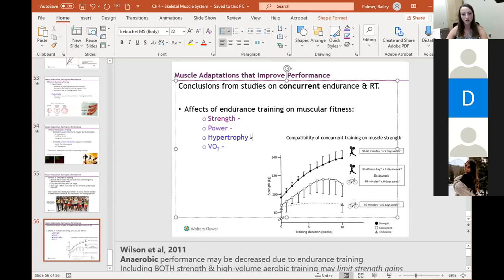But if your goal is aerobic performance and you want to be a really good aerobic athlete, you should probably incorporate some resistance training into your program because that will prevent muscle loss. It will help you be more powerful when finishing a race, and it will help you with muscle endurance throughout the entire duration. So yes, you do have to know concurrent training effects on muscle fitness and muscle fibers.